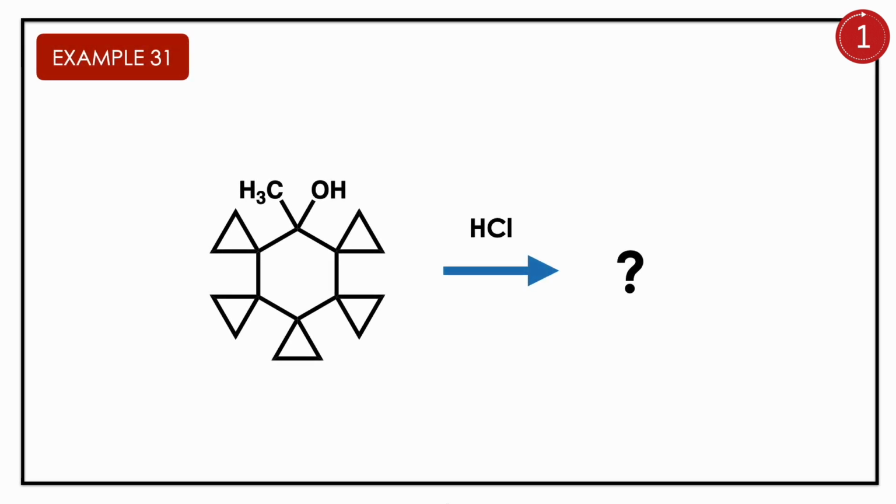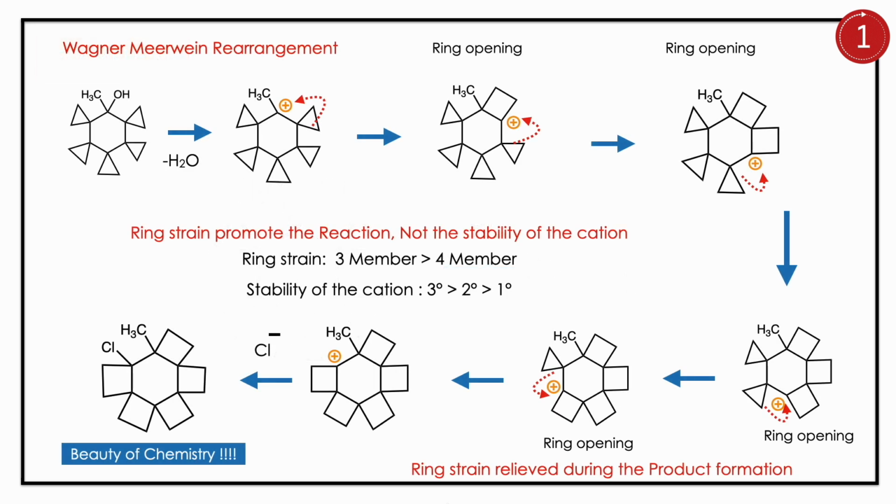Then the next example: you have a beautiful cyclohexane with cyclopropyl groups at all positions. At the 6th carbon you have a methyl and an alcohol. You are reacting with hydrogen chloride. You should find what the final product will be. This is the beauty of chemistry.